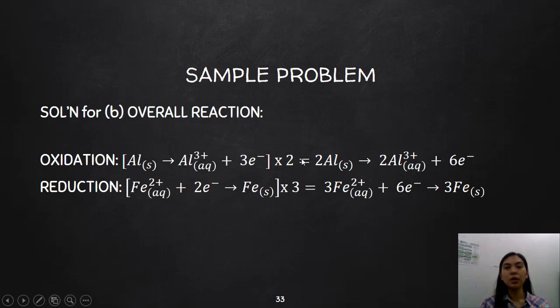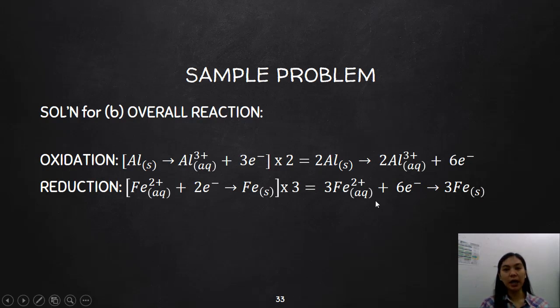And sinulat ko na po dito. So, syempre, if you are multiplying the whole quantity by 2, kailangan i-distribute mo si 2 sa lahat. Diba? That's simply your algebra. Such that 2 times your aluminum will give you 2 aluminum, which is in the solid form, and then 2 aluminum, which is in its ionic form, plus 6 electrons. And for the iron or your reduction reaction, you will have 3 iron having a 2 plus charge plus your 6 electrons yielding your 3 iron solid form.